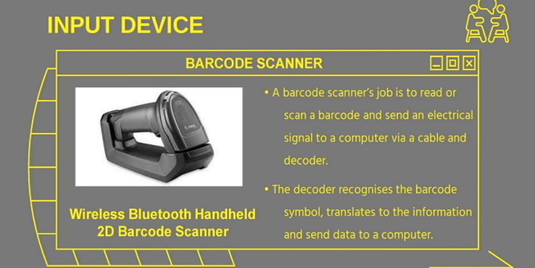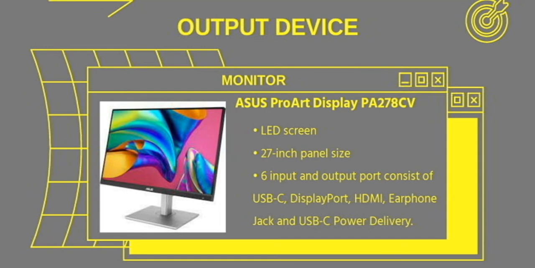The decoder recognizes the barcode symbol, translates it to information, and sends it to the computer. The first output device is the monitor. We chose the Access Pro Art Display. It allows the user to interact with input and output devices.